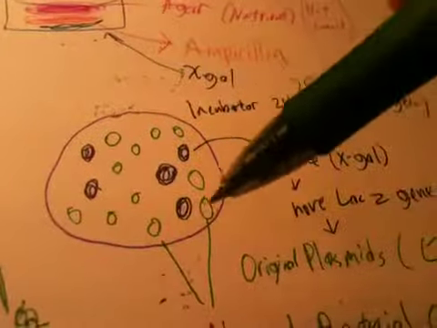But anyways, ampicillin kills the naive virgin bacterium. So that's why we killed off all the naive virgin bacterium with ampicillin.